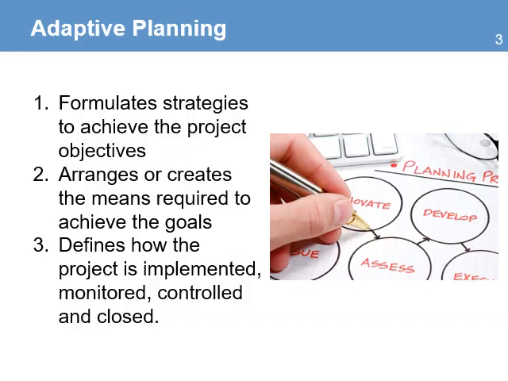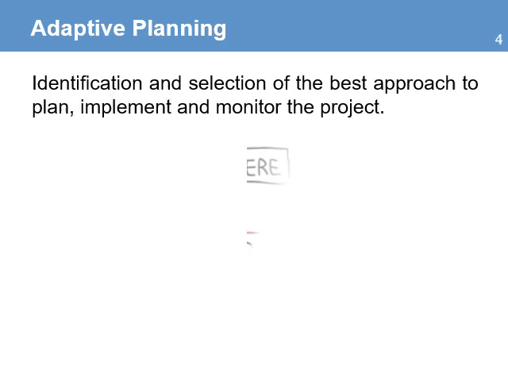The adaptive planning approach formulates the strategies to achieve the project objectives. It also arranges or creates the means required to achieve the goals, and it defines how the project is implemented, monitored, controlled, and closed. The adaptive planning approach is the identification and selection of the best approach, the best methodology to plan, implement, and monitor the project.